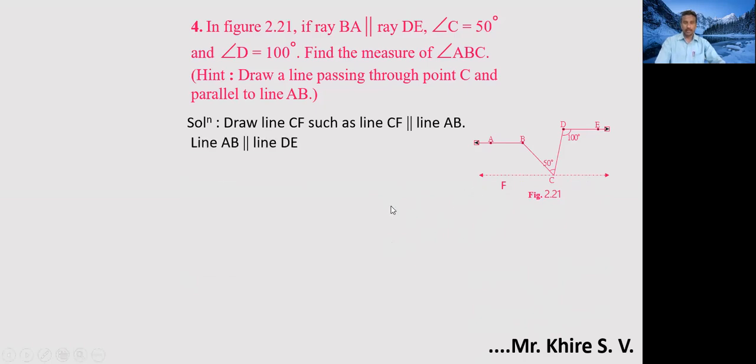Now, line AB is parallel to line DE. Therefore, line CF is parallel to DE. We have already drawn CF parallel to AB, and in the question, it is given that line AB is parallel to line DE. Again, if the first line is parallel to the second line, and the second is parallel to the third line, then the first and third lines are also parallel. Therefore, we can say that line CF is parallel to line DE. All these three lines DE, AB, and CF are parallel to each other.